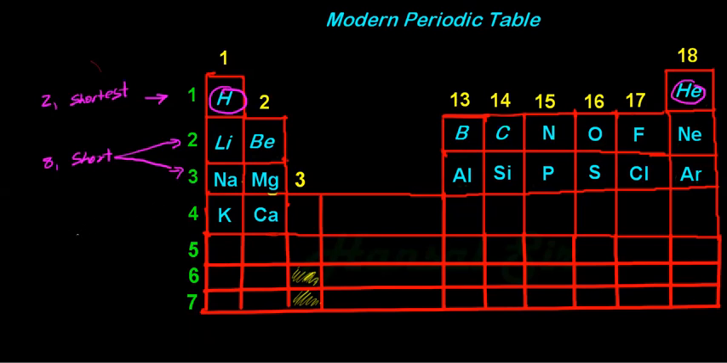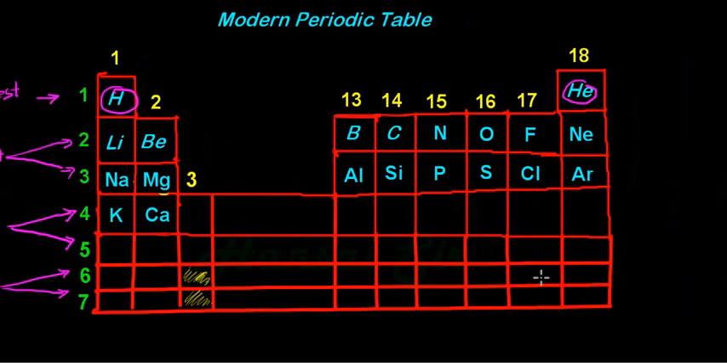Period 4 and period 5 are known as long periods because they have 18 elements. Period 6 and period 7 are known as the longest periods because period 6 and period 7 have 32 elements in them. Now, of course, you don't see all the elements over here. I have not drawn the whole periodic table.